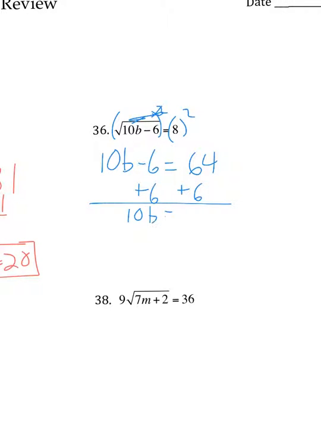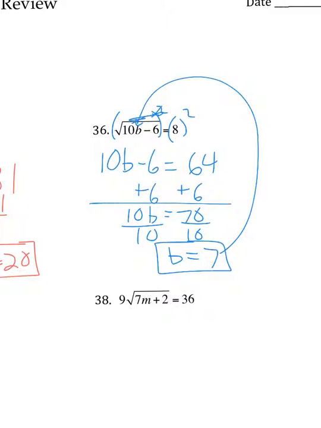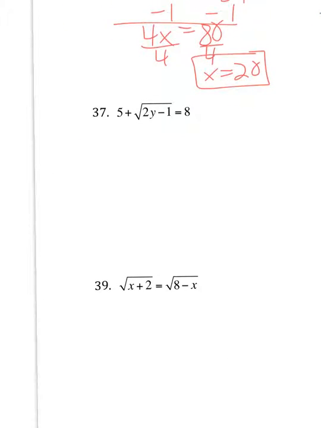10b equals 70. b equals 7. You can always go back up and check your answer. 10 times 7 is 70. Minus 6 is 64. Square root of 64 is 8. Boom.